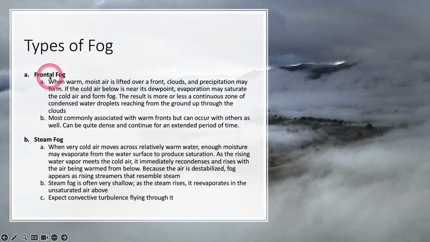Other one, frontal fog. So we haven't talked about fronts yet, but we will here in a minute. So fronts are going to be the boundary layer between different air masses. And so when those air masses come together, you could get frontal fog. Steam fog requires an evaporation of precipitation.